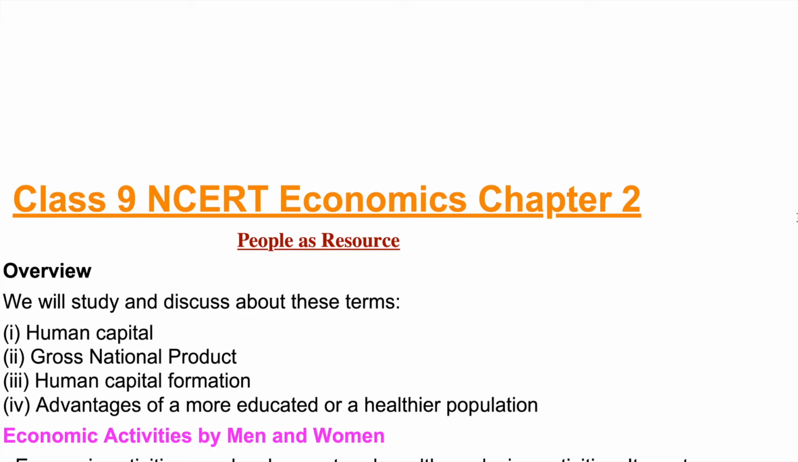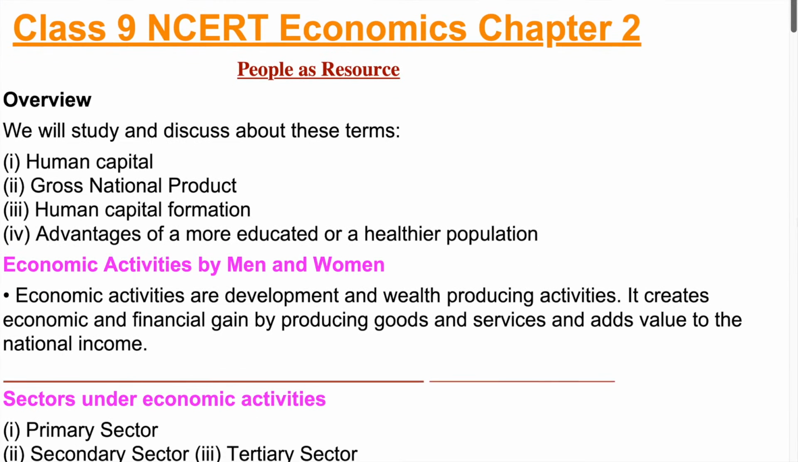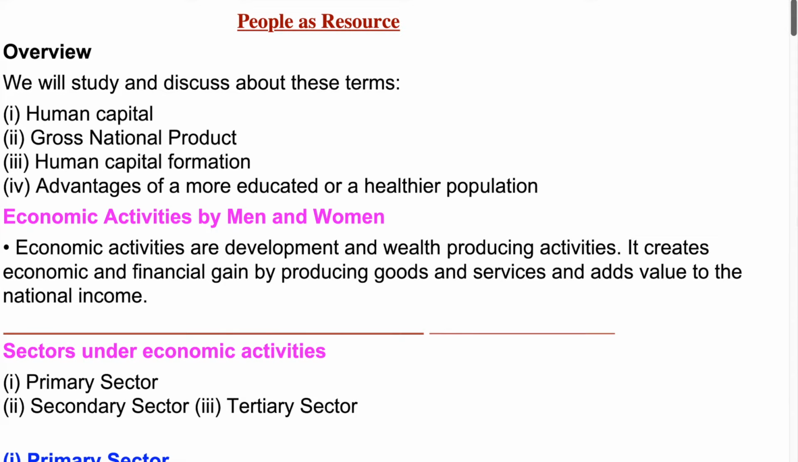Class 9 NCERT Economics Chapter 2: People as Resource. Overview. We will study and discuss these terms: 1. Human capital. 2. Gross national product. 3. Human capital formation. 4. Advantages of a more educated or a healthier population. Economic activities by men and women.